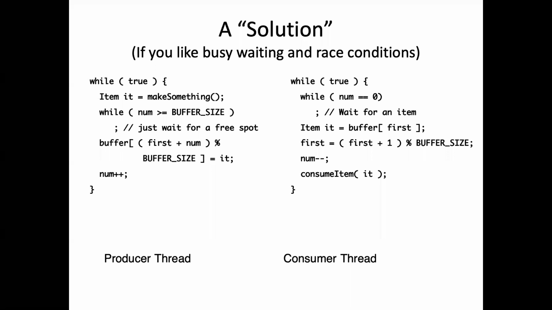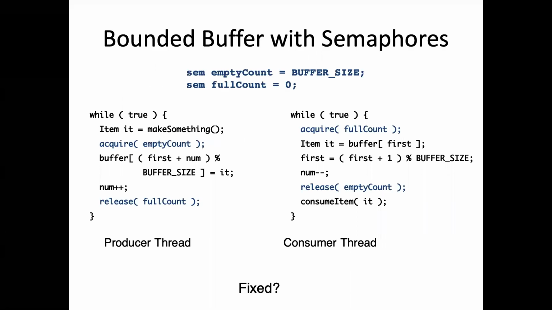So we're going to fix this by adding semaphores, and the first thing we're going to do is fix the busy waiting. We need to use a semaphore to make the producer block, to make them wait when the buffer is full. And we're going to count on the OS implementing semaphores efficiently, so if a thread has to wait, it'll block rather than wasting CPU time. So that's what this empty count is for. You can think of that as counting the empty spaces in the buffer.